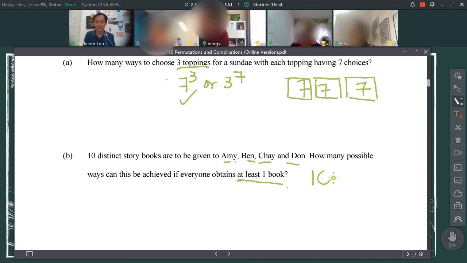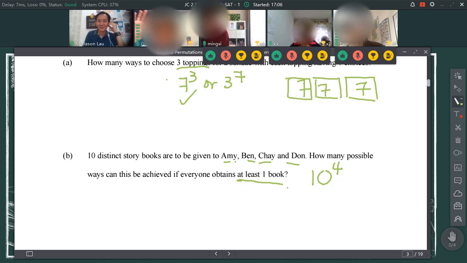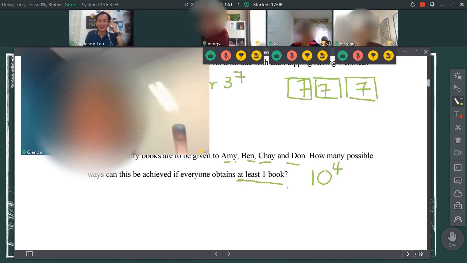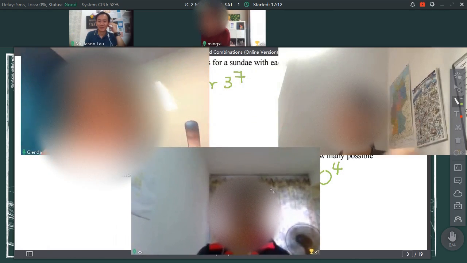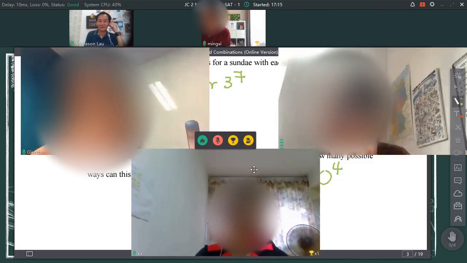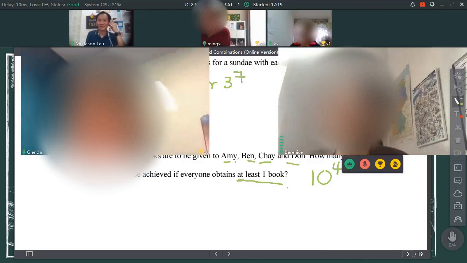Again, 10 to the power 4. Anyone? Any dispute? Wait, I have this. Me. Me also. Wait. Okay, 2 versus 1. Because if they can.